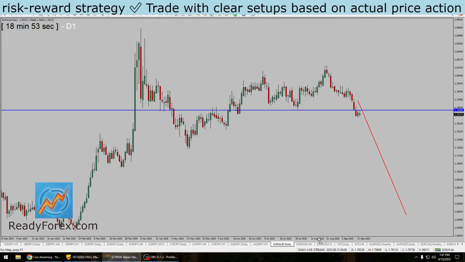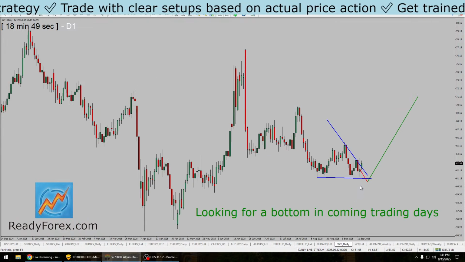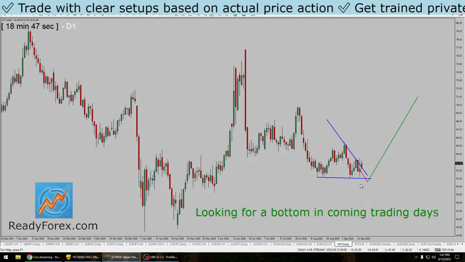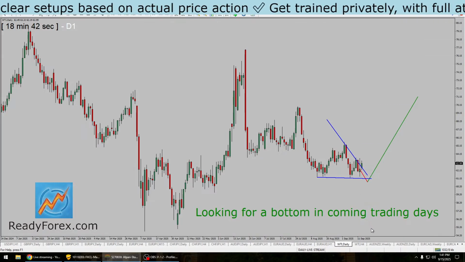Next one is the WTI crude oil. Crude oil is most likely going to print a bottom. This is what I've already mentioned a few days ago.